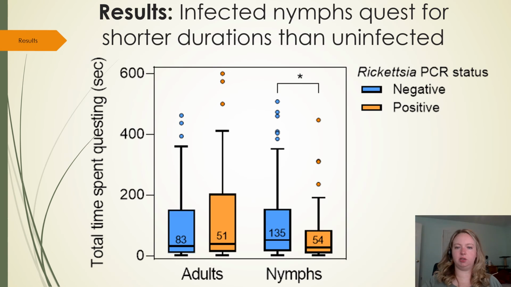This figure shows the total time spent questing for adult and nymph ticks with the infection status of Rickettsia amblyommatis shown as well. Blue bars represent the uninfected ticks, and orange bars represent the infected ticks. The number in each bar is the population size. From this figure, it can be seen that infected adults spent more time questing than the uninfected adults, but this was not considered a significant difference. The infected nymphs spent significantly less time questing than the uninfected nymphs.